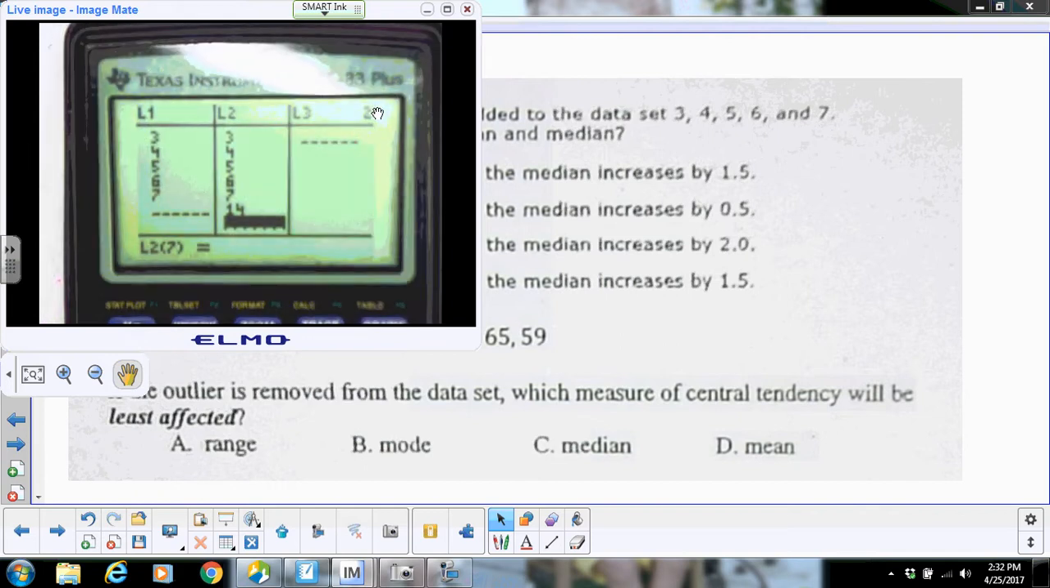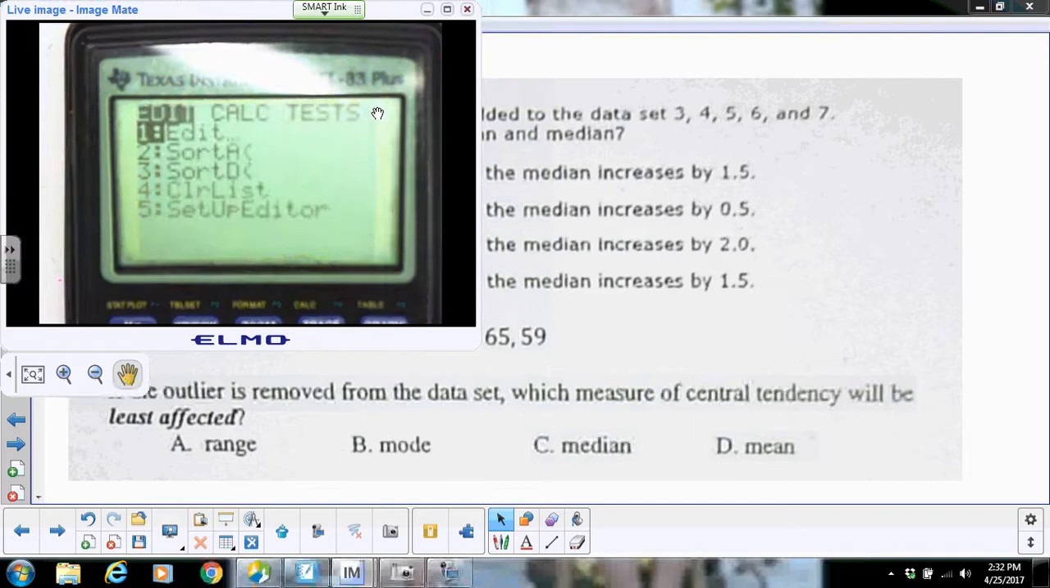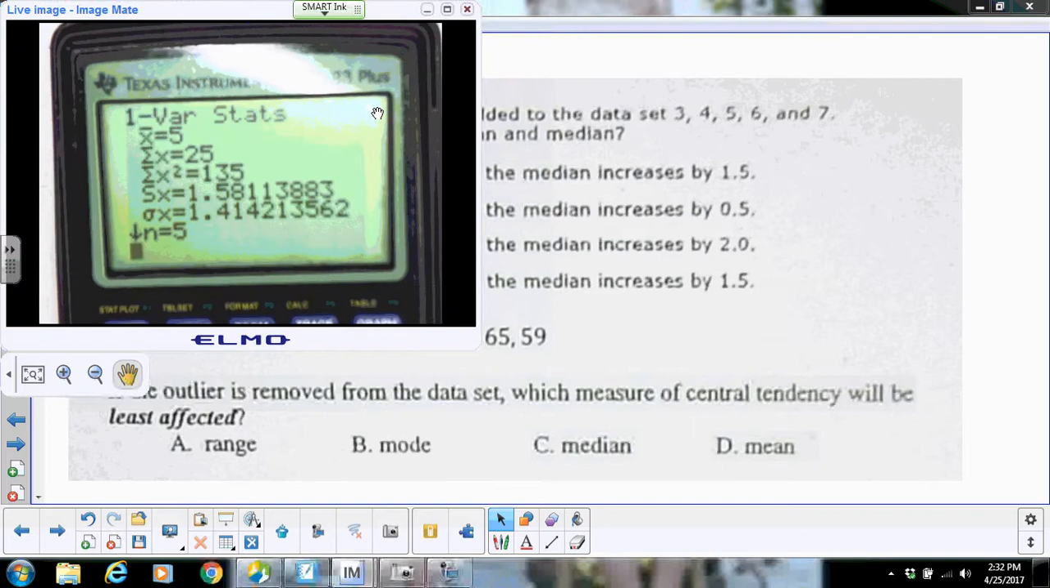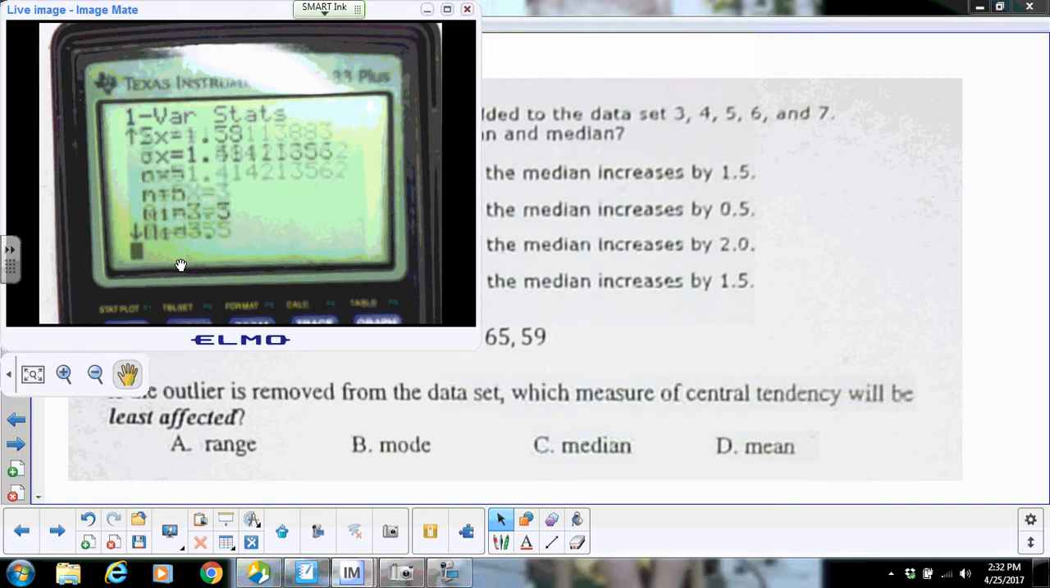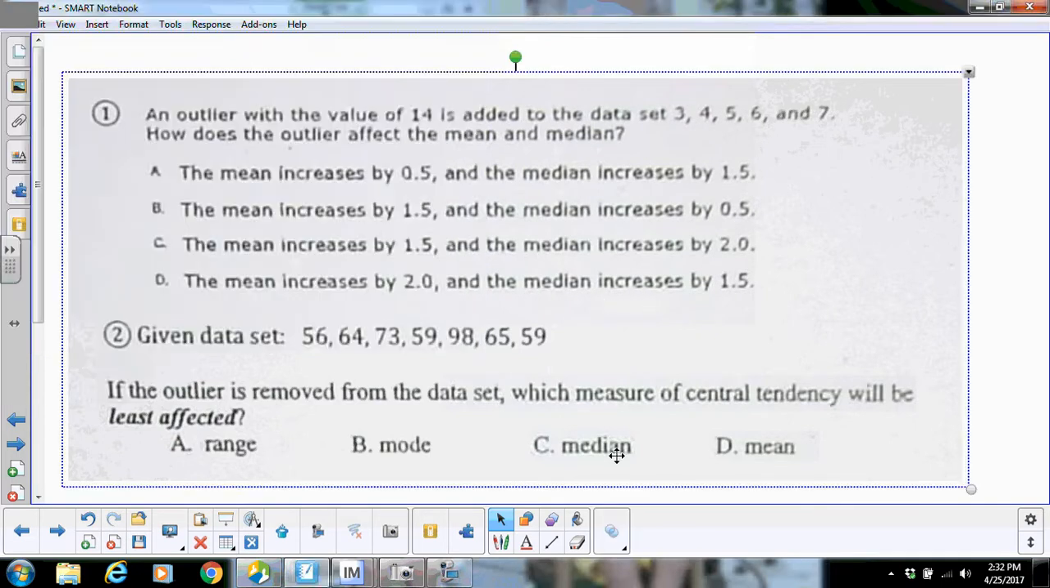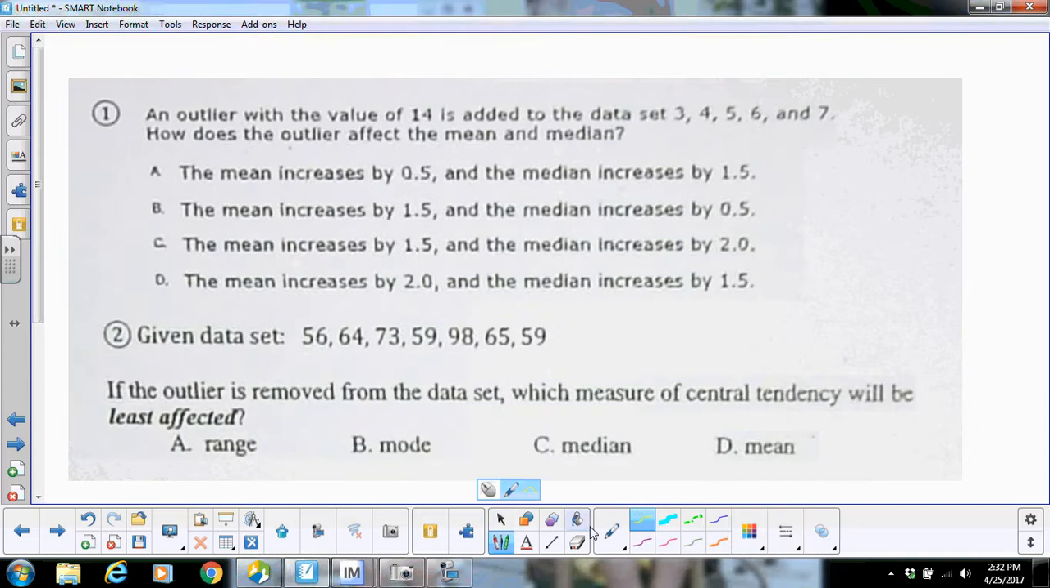Okay, so I've got L1, I've got 3, 4, 5, 6, and 7. L2, I've added 14. So I'm going to do stat calc, enter, enter. And I'm going to see that the mean of the first one is 5, and the median is 5. Okay, so that gave me a mean and a median of 5 for the first one.